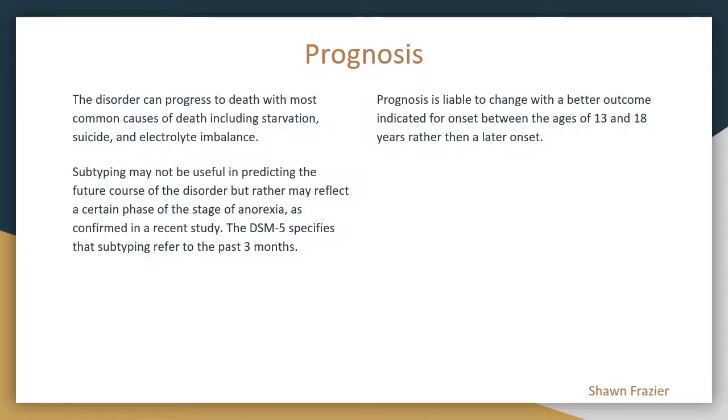Prognosis: the disorder may progress to death, with most common causes of death including starvation, suicide, and electrolyte imbalance. Subtyping may not be useful in predicting the future course of the disorder, but rather may reflect a certain phase in the stage of anorexia, as confirmed in a recent study. The DSM-5 specifies that subtyping refers to the past 3 months. Prognosis is liable to change, with a better outcome indicated for onset between the ages of 13 and 18 years rather than a later onset.